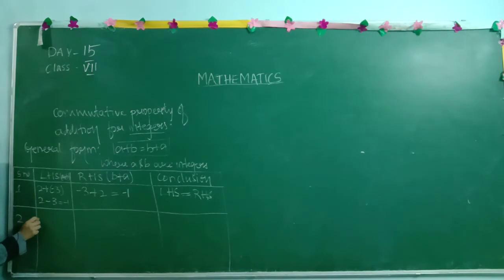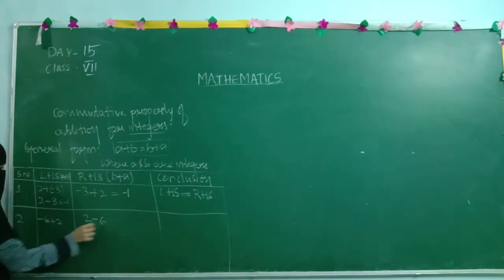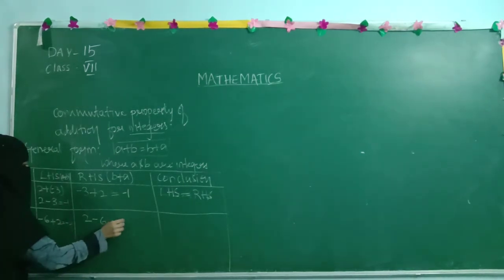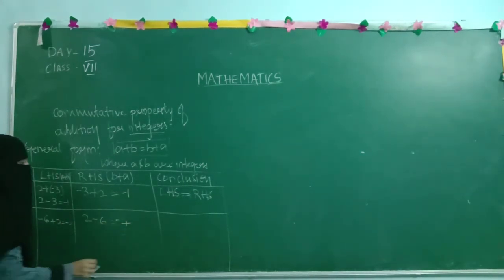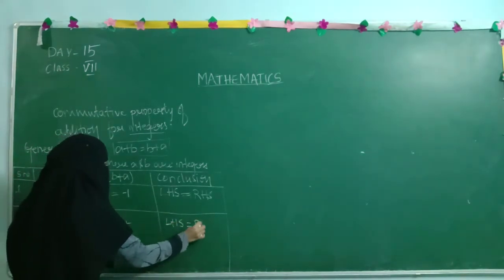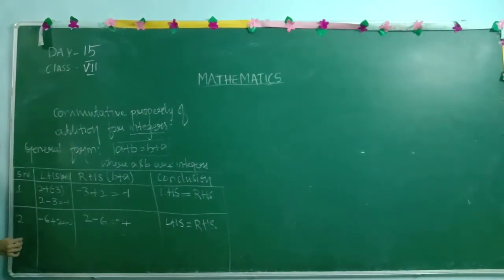Now second, one more case we will take, any integers of your own. Suppose minus 6 plus 2. Here what we have to do? First the a value is 2, then minus 6. Definitely minus 6 plus 2 you will get as minus 4, and 2 plus minus 6 also you are getting minus 4. So what conclusion are you going to write? LHS equals RHS.